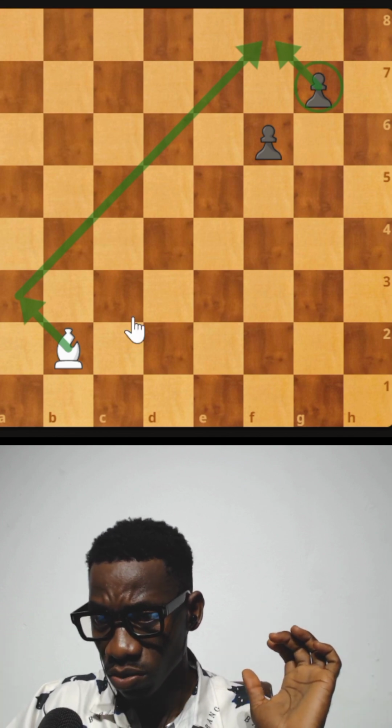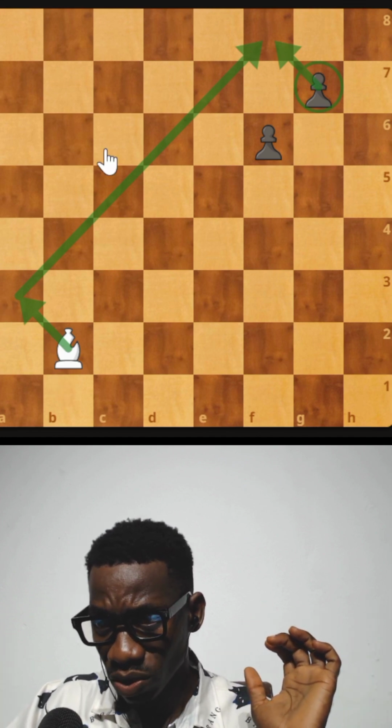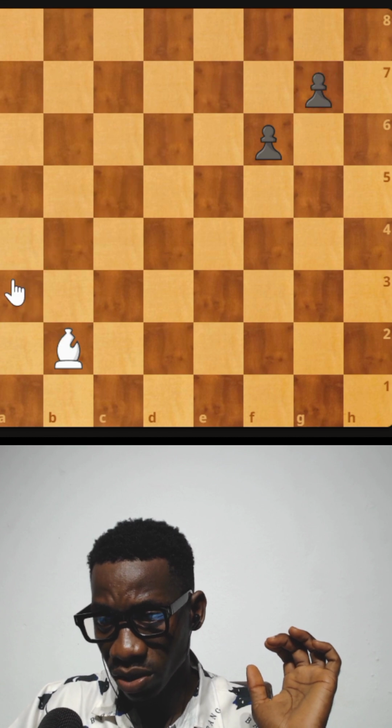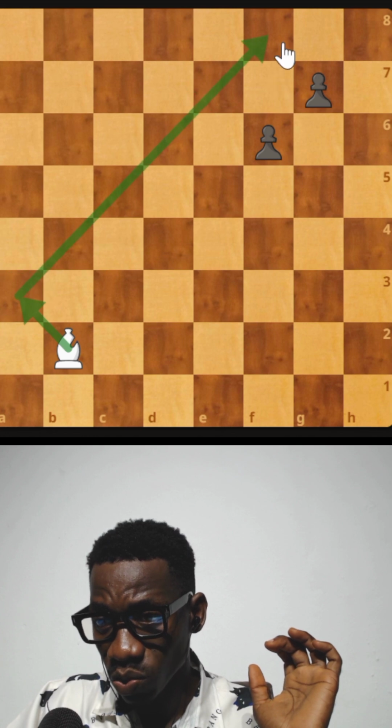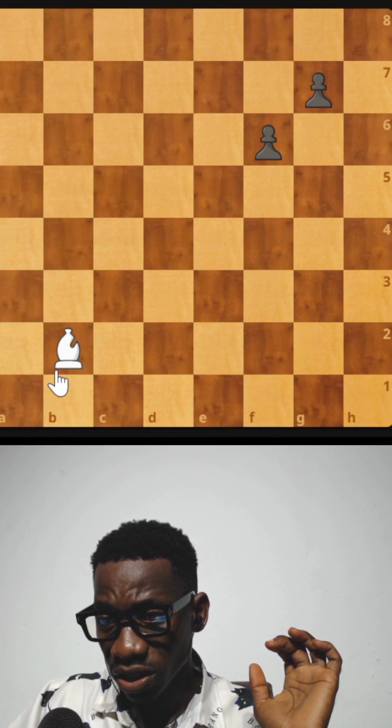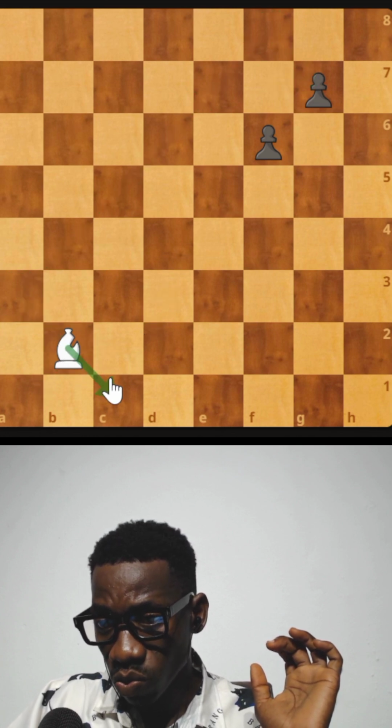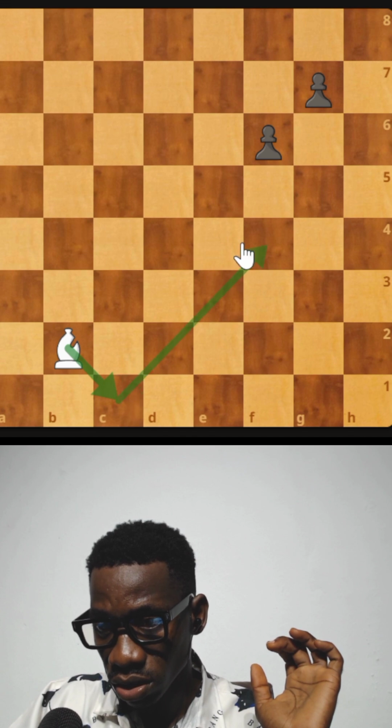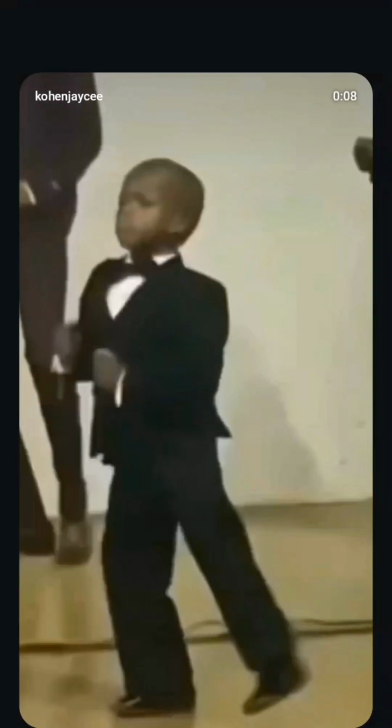So it's very, very safe for you to capture this pawn towards this direction. Because if you're to go towards direction 1 and 2, then to capture.